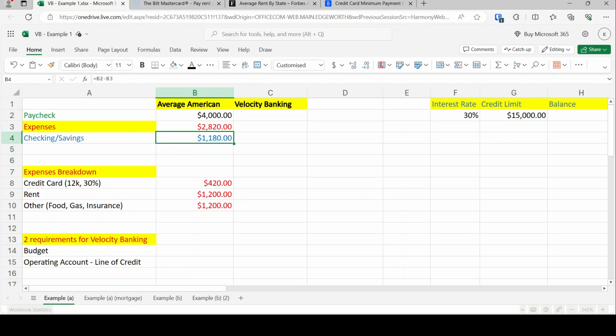Now, here's the thing: if I were making 10 grand a month and I only had $1,000 of savings and I had all this debt, I'd be sweating a little bit. But a little bit different situation here. We only have one debt.